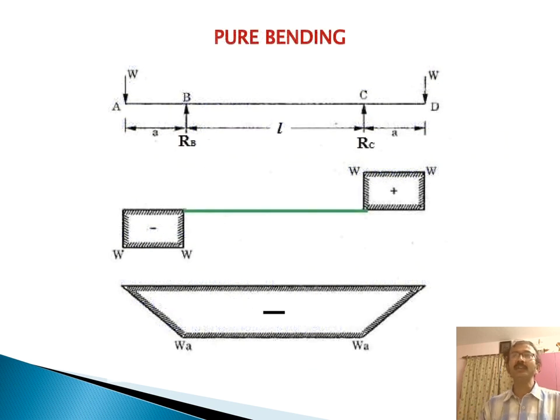Now in the case of pure bending, if you see the diagram, this is the diagram of an overhanging beam. This overhanging beam is subjected to two point loads at the two extreme ends. That is, W and W are the two point loads, and A and C are the two points. From the shear force diagram, it is clear that the part BC has no shear force. So this part is under pure bending only.